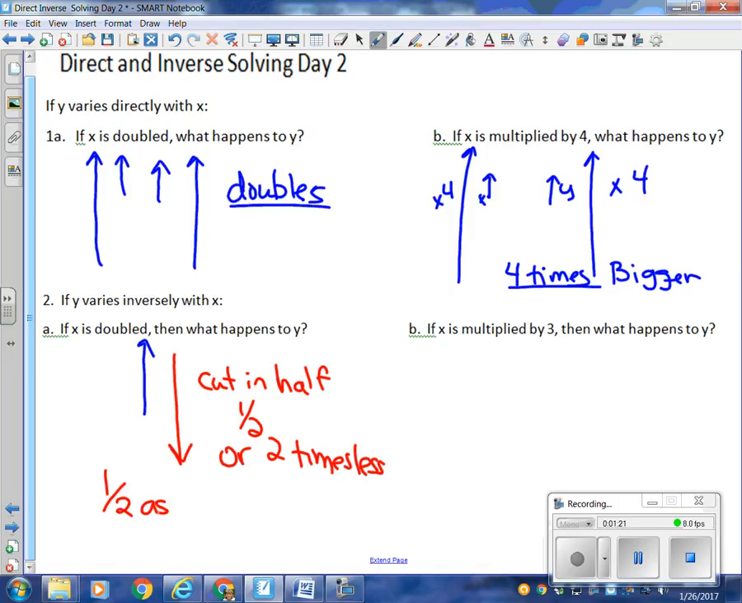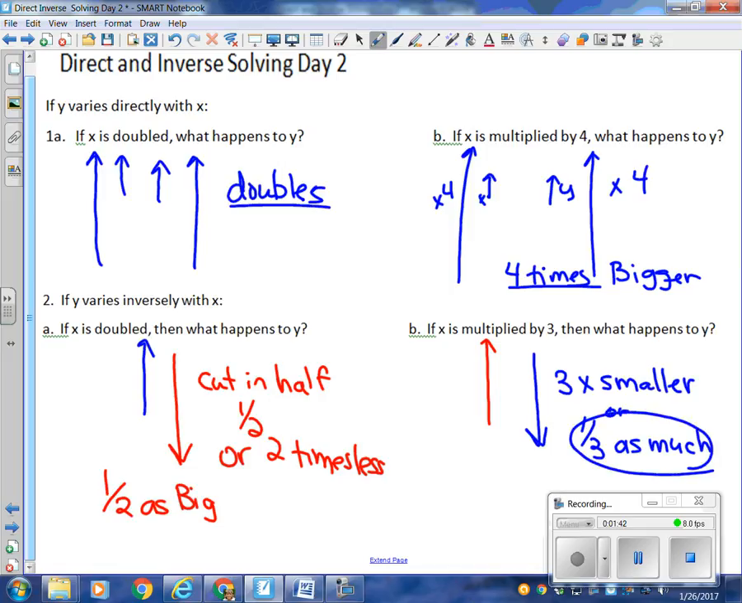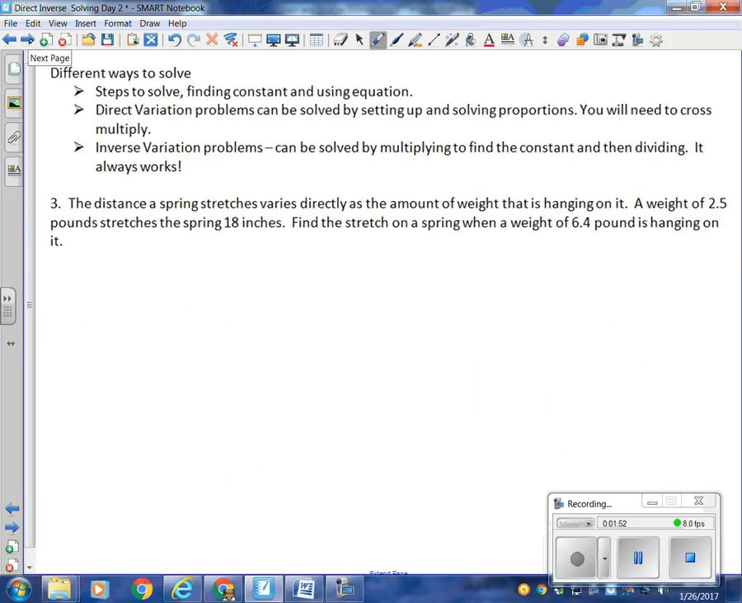big. All right. Part B, if x is multiplied times 3, what's happened to y? So x is going to be 3 times bigger, so y should be 3 times smaller. So 3 times smaller is the same thing as 1/3 as much. Okay? You're going to see the fractions used more often than you're going to see the 2 times smaller or 3 times smaller. Pretty quick, pretty easy.